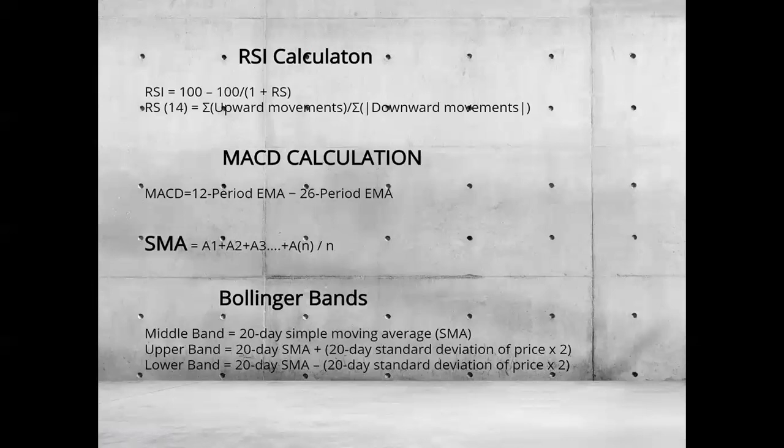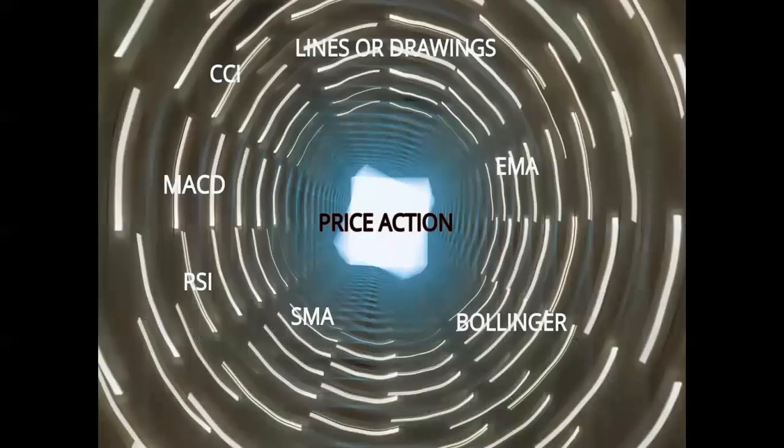The chart itself will give us a lot of information, friends. It's not that you should stop using these indicators, but till the point you use them, we just run in circles. These are the circles where we used to run behind them. Price action is a circle, and CCI, MACD, RSI, SMA, Bollinger, EMA, lines, drawings, whatever you might use, it is just circles, circles, circles.